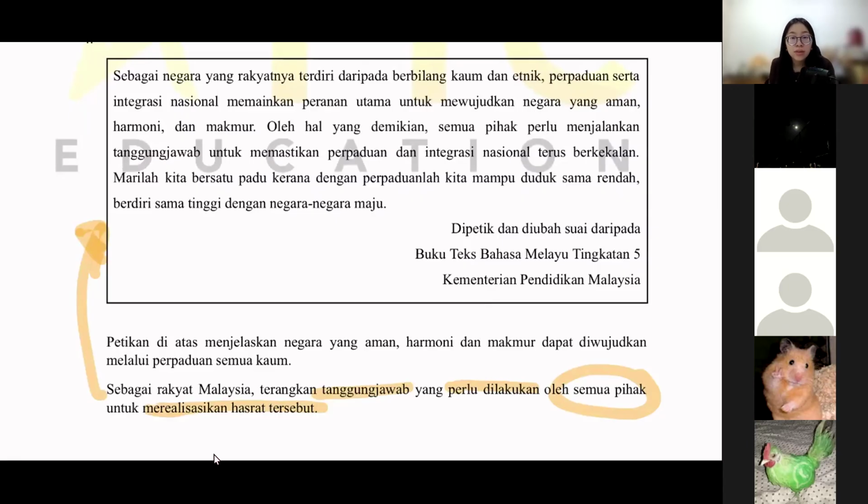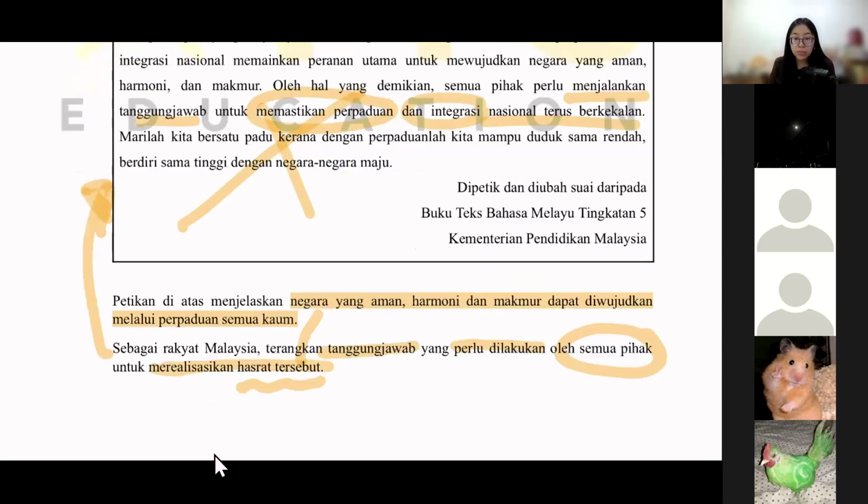Number 4, memastikan perpaduan dan integrasi nasional terus dikekalkan. But they just mentioned menjalankan tanggungjawab to ensure the perpaduan and integrasi nasional terus berkekalan. They didn't mention what they did. They just want to ensure this hasrat tersebut, which means they want to make it a negara yang aman, harmoni, makmur dapat diwujudkan melalui. This is the hasrat. They want to make our country peaceful through the perpaduan semua kaum. But this one actually they don't have anything here.